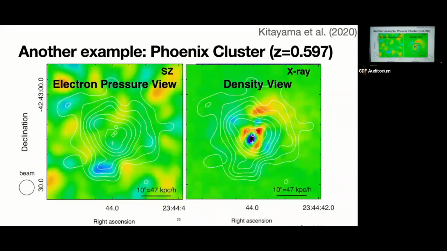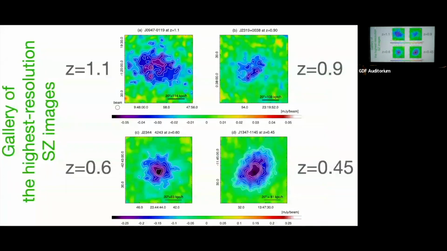Again, X-ray is doing something complicated. SZ, nothing. So this cluster is very, very stable. It's something called a cool core cluster, which hasn't really experienced much merger in recent times. So gas sits there and cools like crazy. Now we have, by now, 4 galaxy clusters imaged by ALMA, all at 5 arcseconds angular resolution.